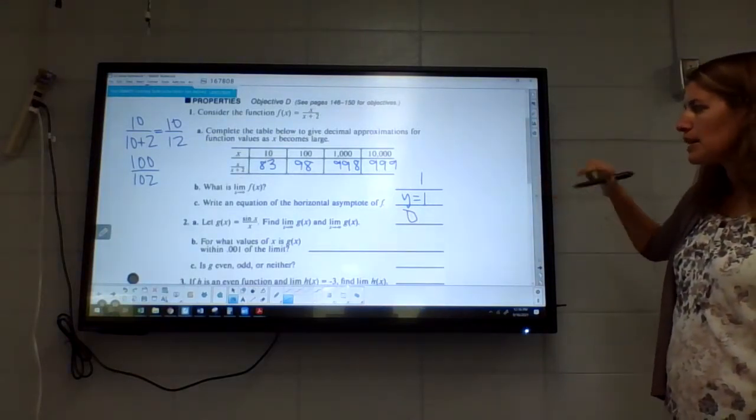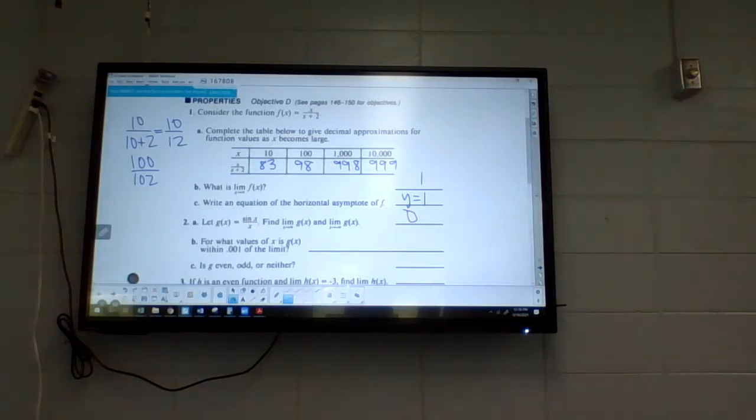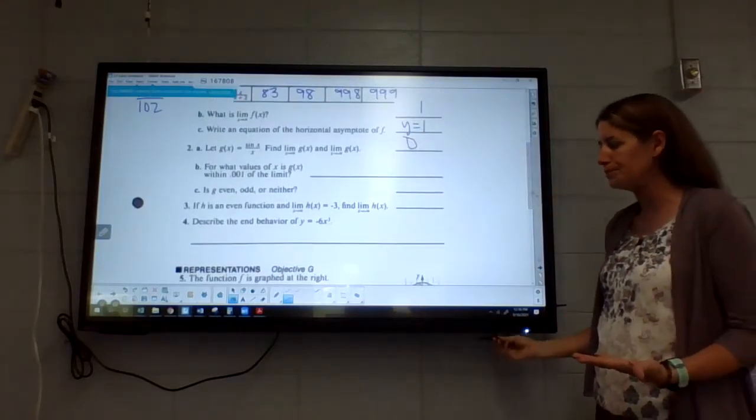Then it asks about even, odd, or neither. You're probably not super comfortable with sine functions, so this one might have been a little bit tougher. We have to try different values in for our sine function.